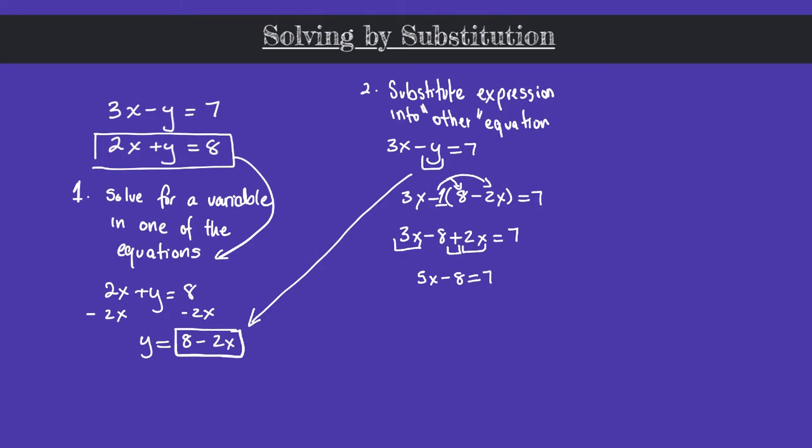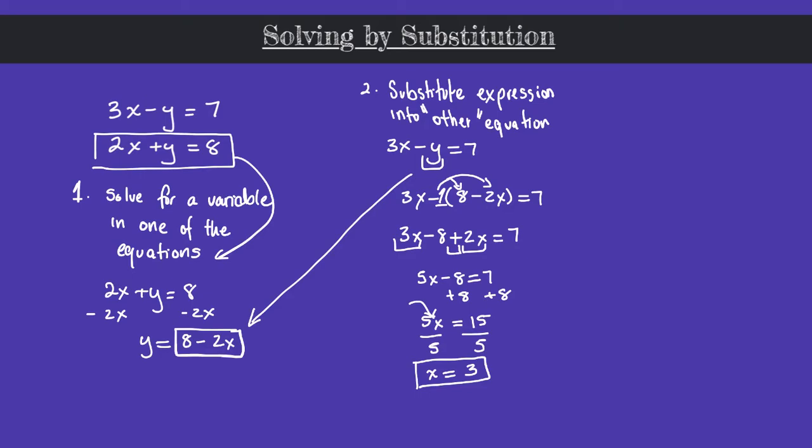Now let's go ahead and solve for x. We can add 8 to both sides, and we have 5x is equal to 15. And we can divide 5 on both sides. Now the reason I'm dividing 5, if you remember, is because the operation between the 5 and the x is multiplication. So the opposite is division. So we have x is equal to 3 as our first part of our solution.